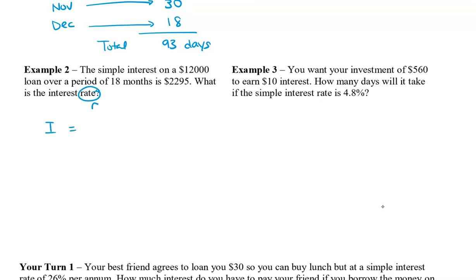So I'm going to write my formula down first. I equals P times R times T. So my interest is $2,295. I start off with $12,000. R is what I'm looking for. And my time is 18 over 12.